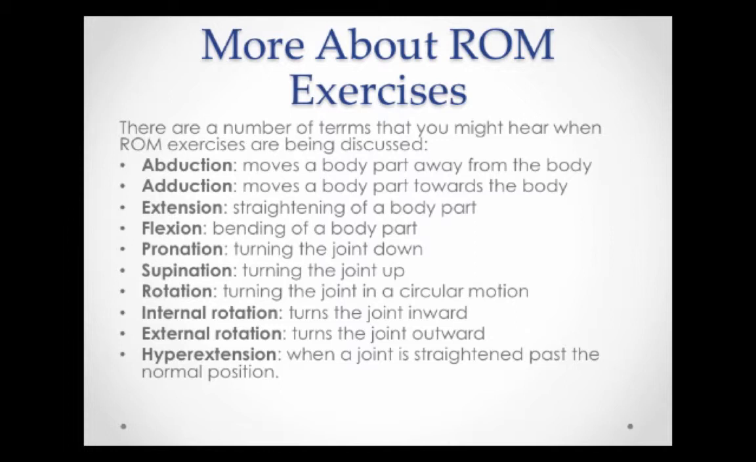Extension is the straightening of a body part. Flexion is the bending of a limb or body part. Think of it like this. It's considered extension when you straighten your arm to reach for a glass of water, but it's flexion when you bend your arm to take a sip from your glass.